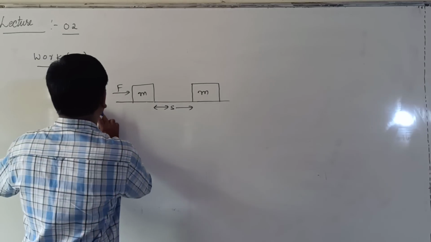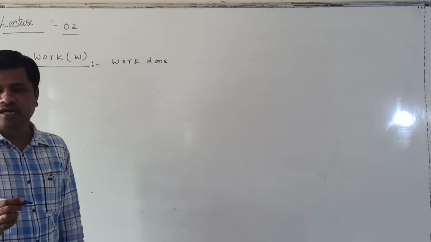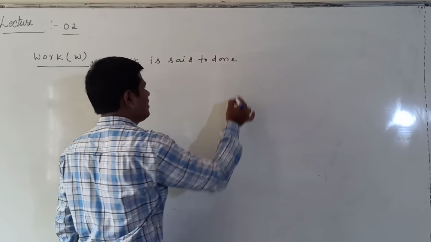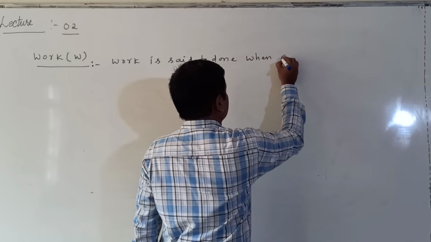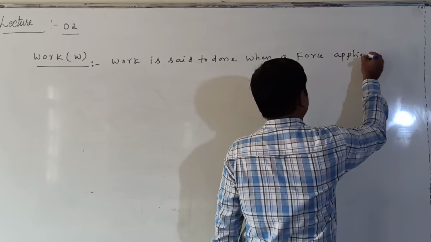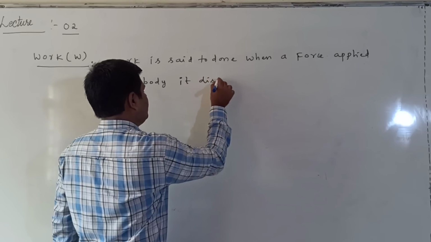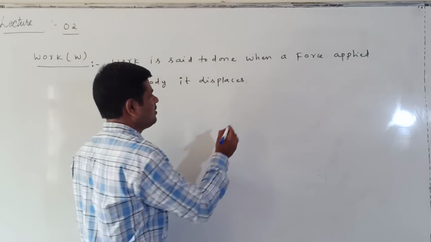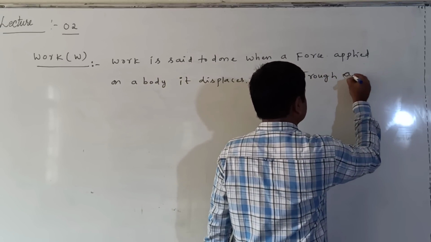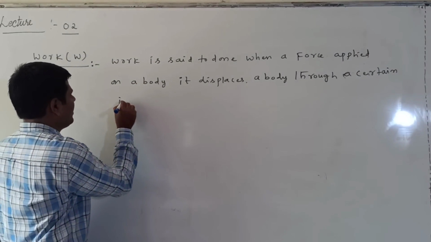How to define the work done here? Work is said to be done when a force is applied on a body, and it displaces the body through a certain distance in the direction of the force.